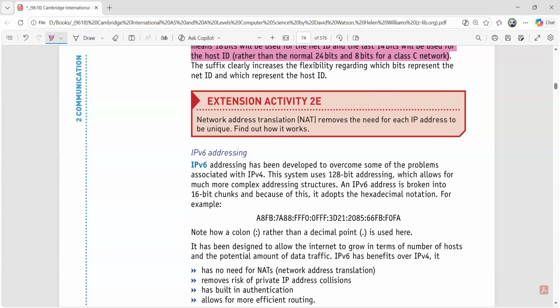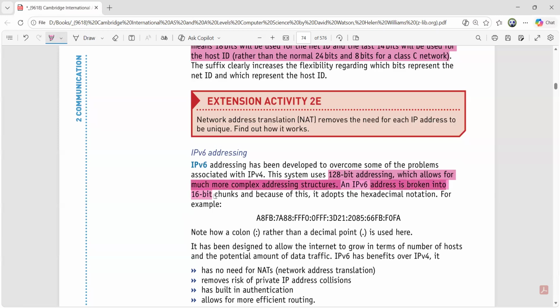Now we are moving to IPv6 addressing, and here we can see it has been developed to reduce the problem that we encountered with IPv4. This system uses 128-bit addressing, first thing, which allows for more complex addressing structures. And the next thing is the address is broken into 16-bit chunks.